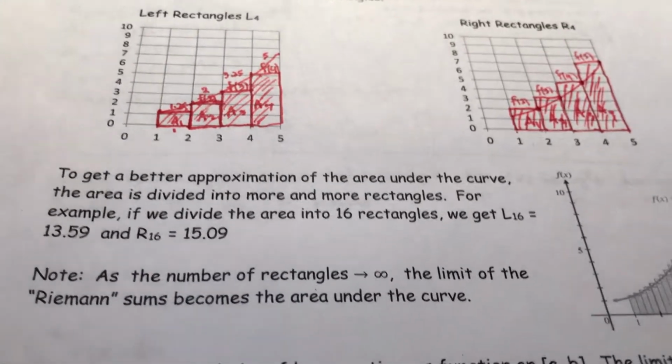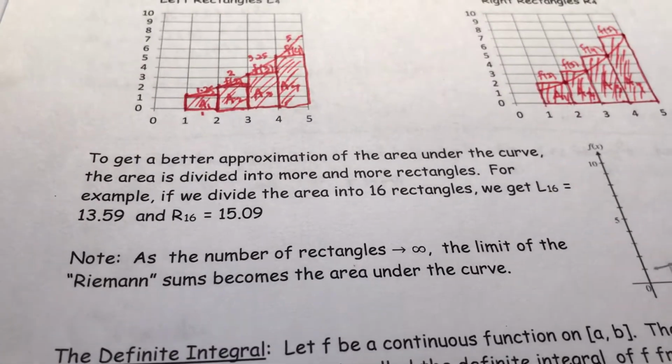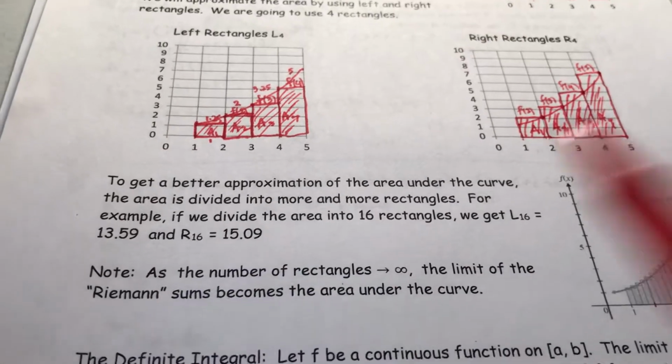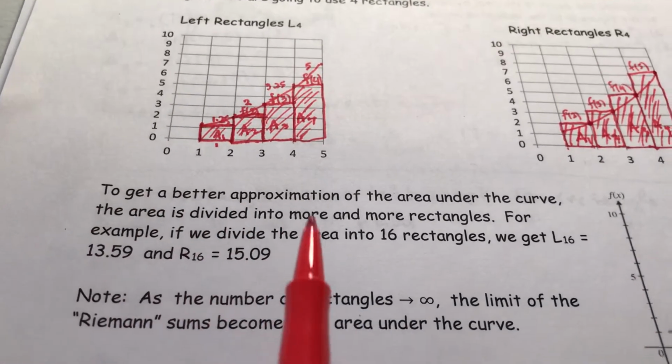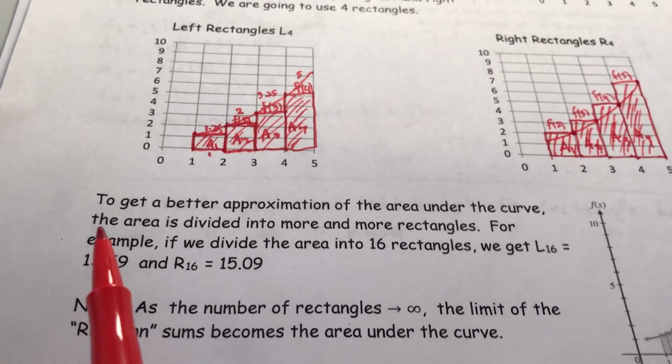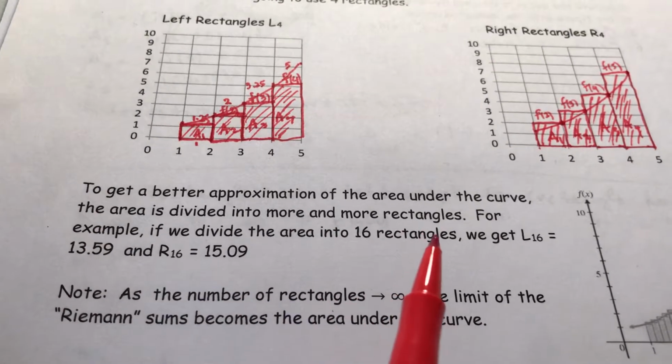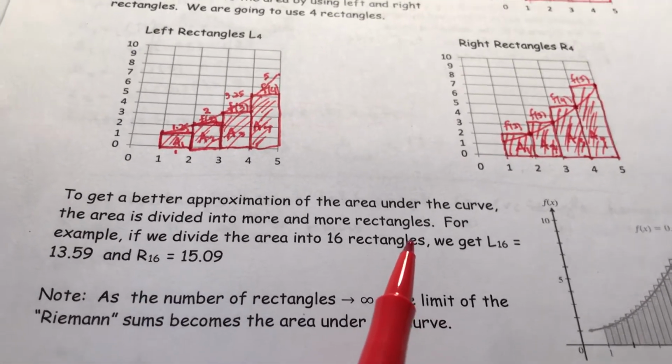All right, the rest of this, let's look at the theory. It says to get a better approximation of the area under the curve, the area is divided into more and more rectangles. Yes, people did this once upon a time.